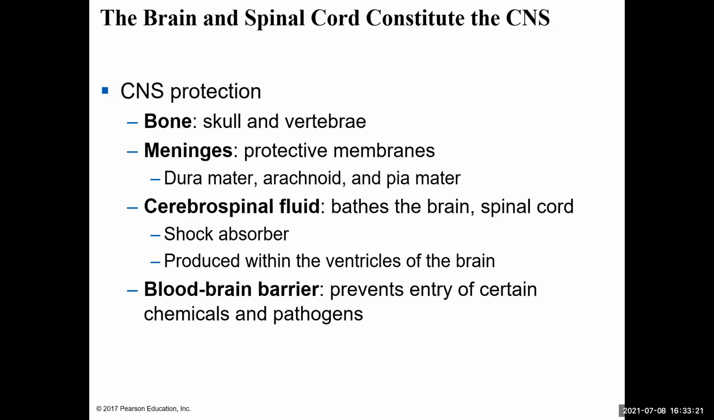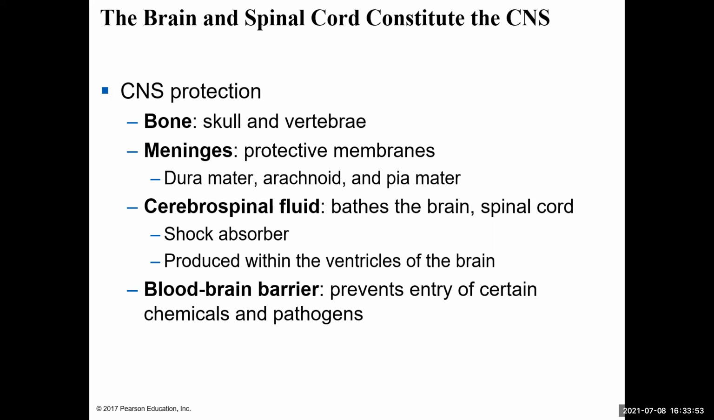Okay? And the central nervous system has a couple of different components or structures in the body whose functions are to protect it and to make sure that no damage comes to the central nervous system. The first of those are the bones in our body, part of the skeletal system, specifically the skull and the vertebrae. Their sole purpose is to encase and protect the brain and the spinal cord.